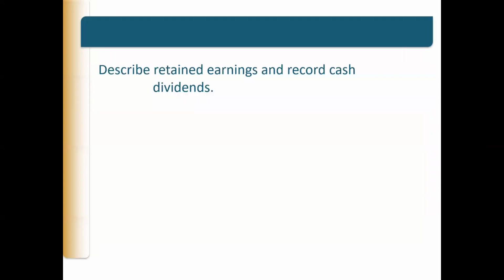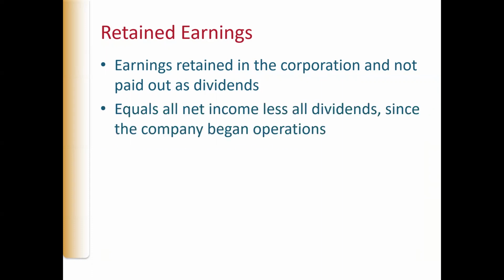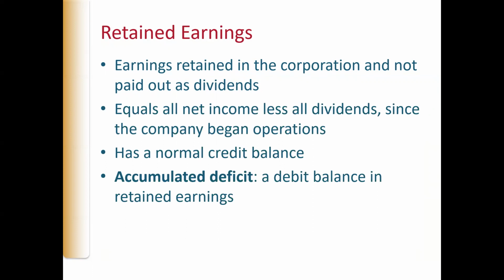So earned capital would be retained earnings. The income we receive every year minus what we pay out in dividends. So earnings that stay in the company and don't get paid out in dividends would equal the retained earnings. It has a normal credit balance. If it has a debit balance, that means the company is in trouble because that means they have losses.